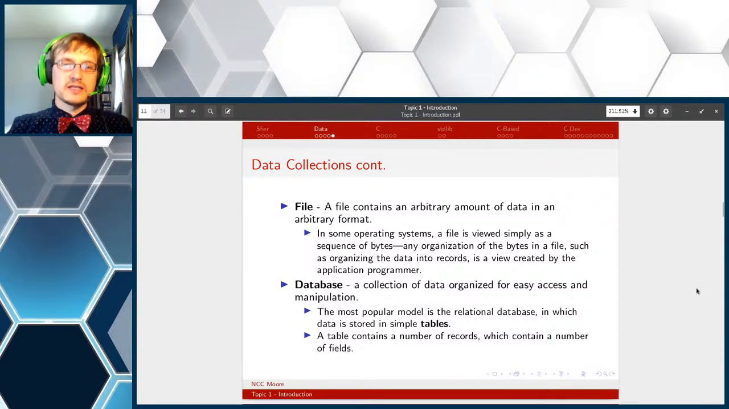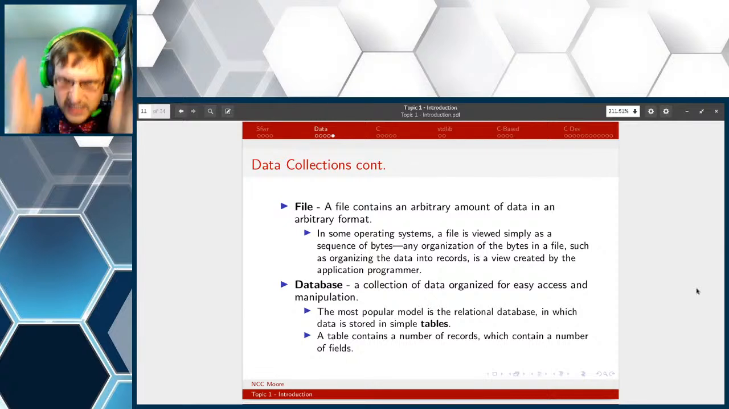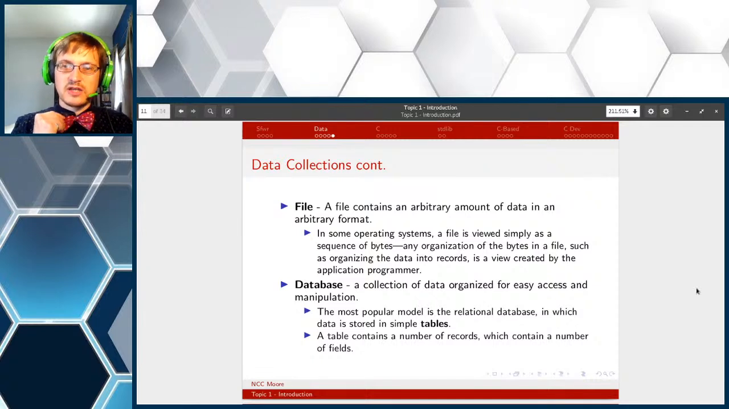A file contains an arbitrary amount of data in an arbitrary format. In some operating systems, although there are some commonalities which are necessary in order for it to be considered a file, a file is viewed simply as a sequence of bytes. Any organization of the bytes in a file, such as organizing the data into records, is a view created by the application programmer.